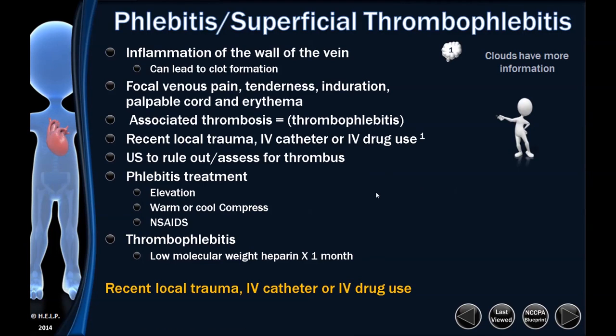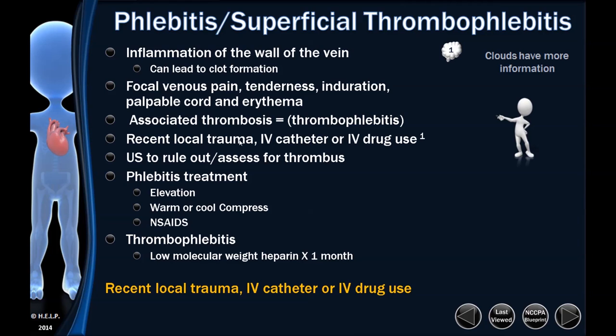So phlebitis and superficial thrombophlebitis, it's inflammation of the wall of the vein. It can lead to clot formation. Typically when we're talking about somebody who has a superficial phlebitis, the thrombophlebitis means they have a small clot in the superficial vein. They'll have this palpable cord, they'll have this erythema, tenderness, and induration.